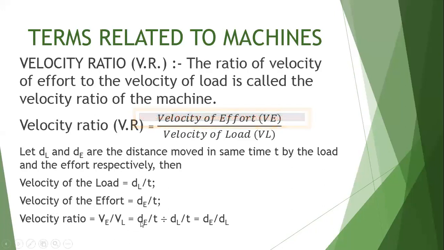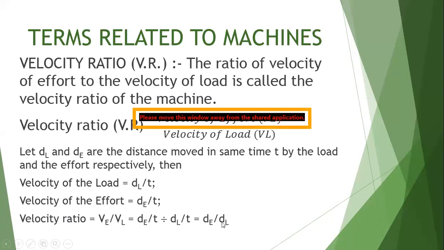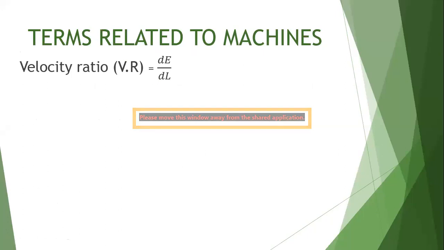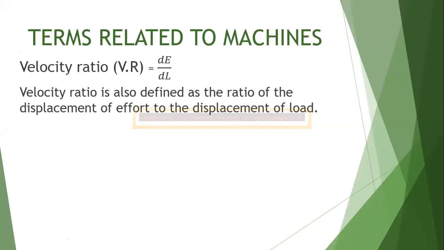But velocity of effort is the displacement of effort upon time, divided by the displacement of load upon time. Now if you find dE by t divided by dL by t, it will come out to be the displacement of effort upon displacement of load. Okay, so obviously we can conclude that my velocity ratio can also be called the displacement of effort upon displacement of load. So we can define velocity ratio as the displacement of effort to the displacement of load.